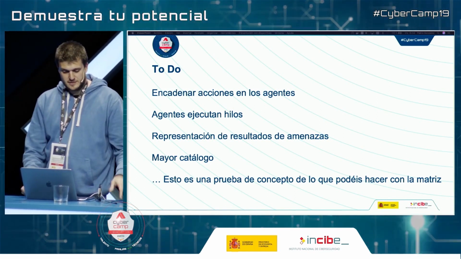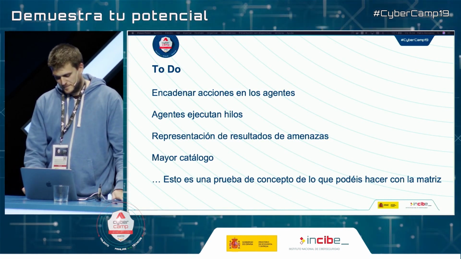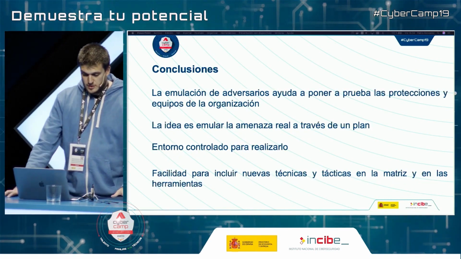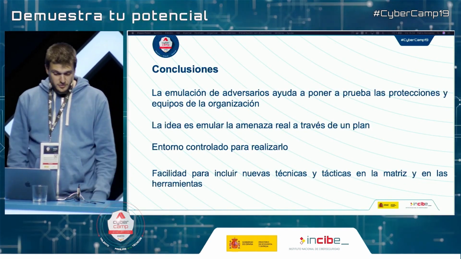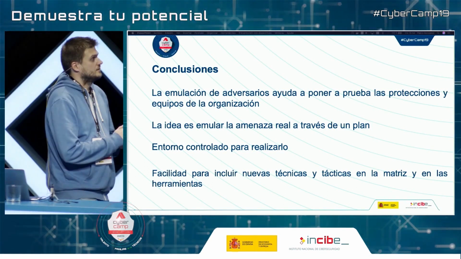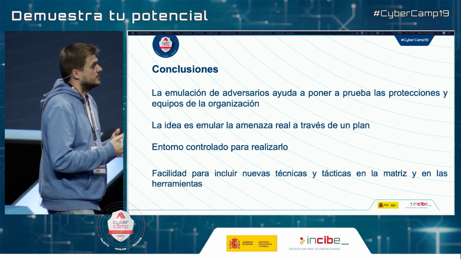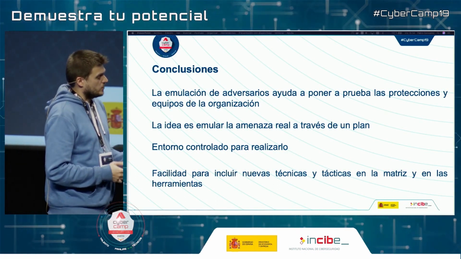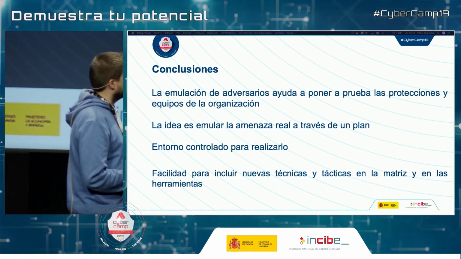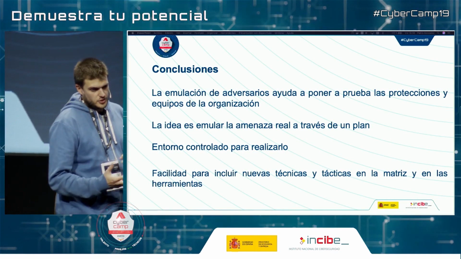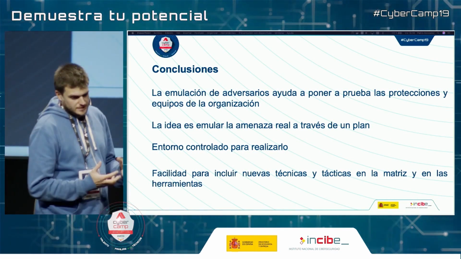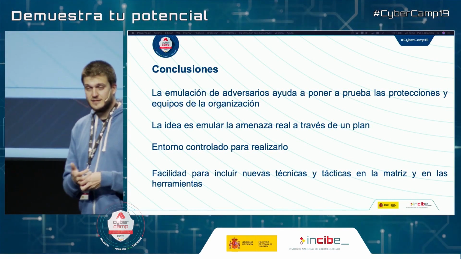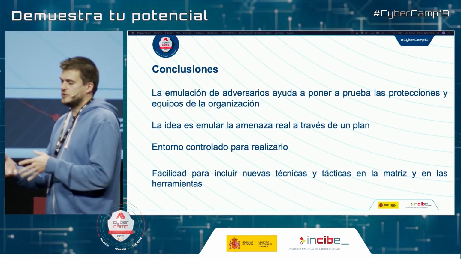Now, this is a concept test of what you can do with this matrix. So just the conclusions that we draw: the emulation of adversaries helps us test our protections and our machines in an organization. We want to emulate the real threat through this application and do so in a controlled environment, or as much as we can anyway.